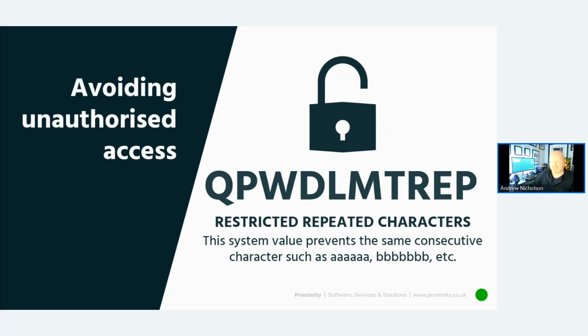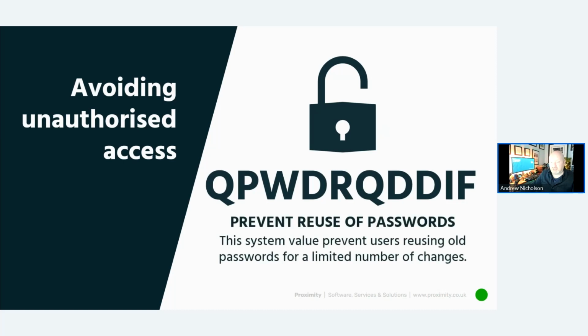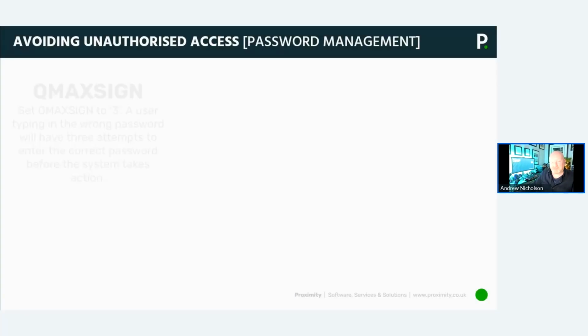Get the picture. Next up, you may also prevent users from entering dates, addresses, or other consecutive numbers. For this, you may use the system value for restriction of consecutive digits for passwords. Finally, should you wish to restrict the user from reusing and recycling old passwords, there's a system value to prevent this too. The prevent reuse of password system value sets the number of password changes from 4 through to 32 password change cycles. So, did you get all that?